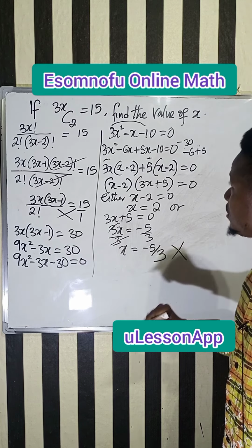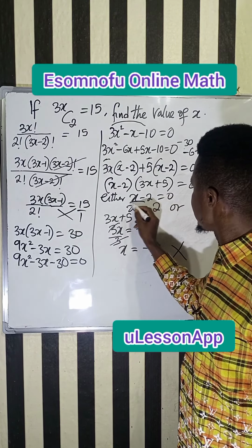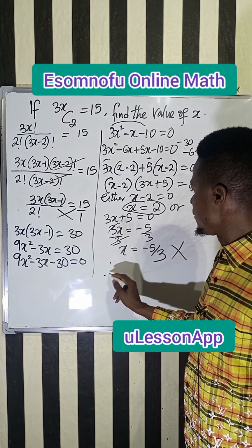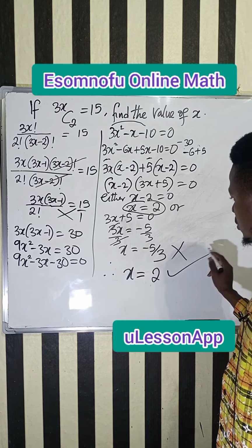This is not the solution because the number in combination cannot be negative. So the right answer is 2. Therefore, the value of x that satisfies this equation is equal to 2.